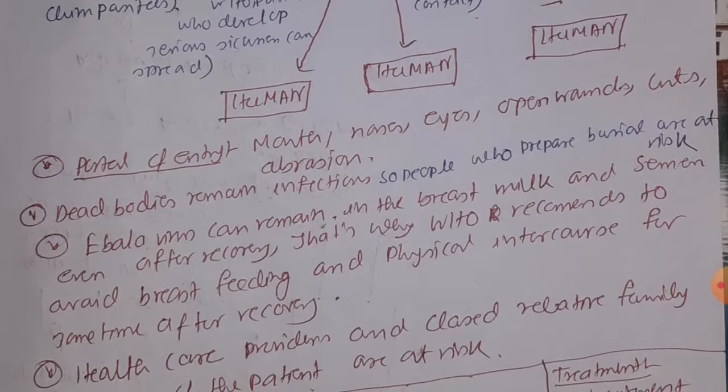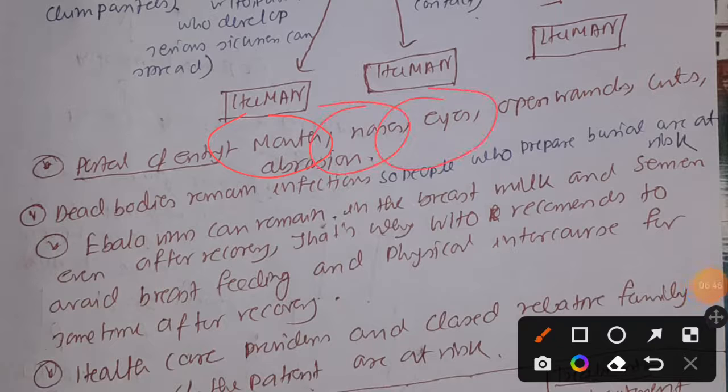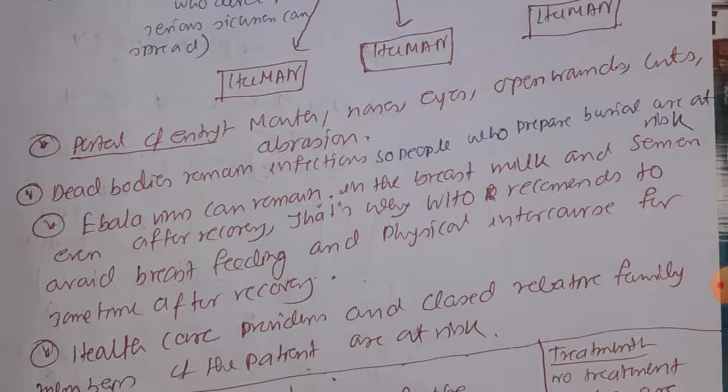So portals of entry are easy to guess: mouth, nose, eye, open wound, cut, and abrasion. A dead body remains infectious, so the people who prepare burials are at risk, and healthcare workers are at risk. Ebola virus remains inside the breast milk and semen even after recovery. That is why WHO recommends avoiding sexual intercourse and breastfeeding for some time after recovery.